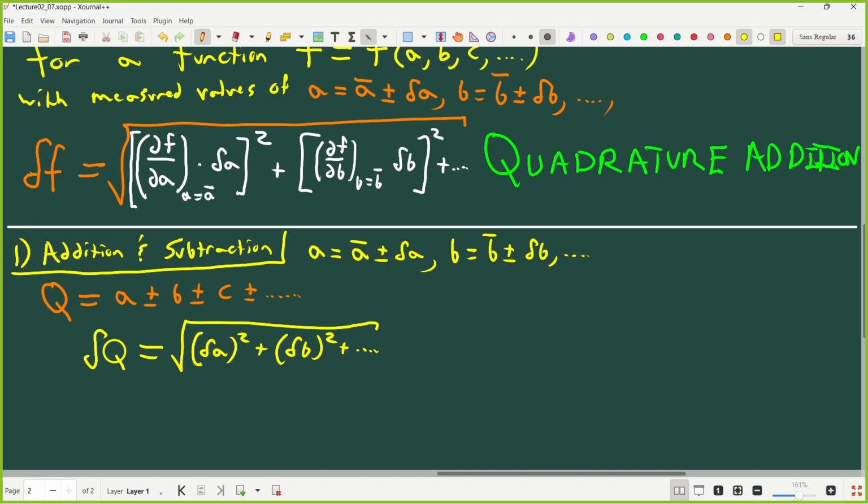What's the derivative of q with respect to a? Well, this part's 0. This part's 0. It's got no dependence on a. There's only one term dependent on a. It's just a. The derivative of a with respect to a is 1. So this derivative is 1. 1 times delta a squared is delta a squared. So all the derivatives here just go to 1 and then disappear for addition.